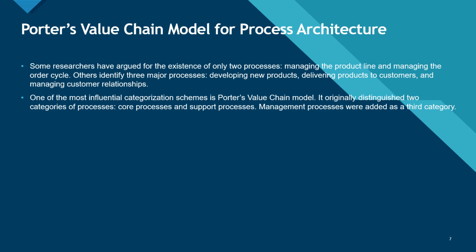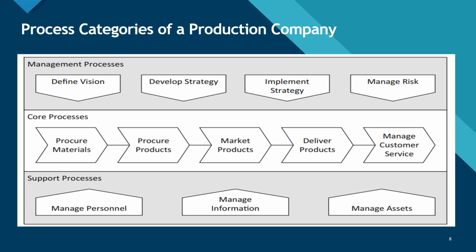One of the most important categorization schemes is Porter's value chain model, which distinguishes two categories of processes, core and support processes. Management processes were added as a third category. So let's see what these process categories mean. Within an organization, processes are classified into different categories based on their nature and purpose. The common categories include core processes, support processes, and management processes.